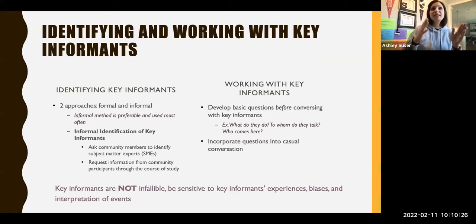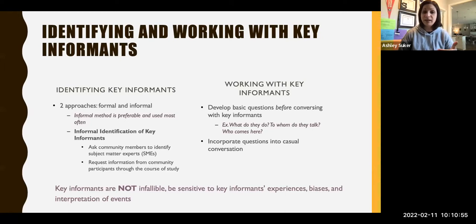So we need to identify and work with key informants. There are two ways to identify key informants. There are two approaches. One is formal, so they're somehow assigned to you. If you think about a research project that maybe goes through a school, typically you'll be assigned a key informant. It might be a vice principal, a teacher, someone that the organization has identified as having good information that needs to be passed on to the researcher.